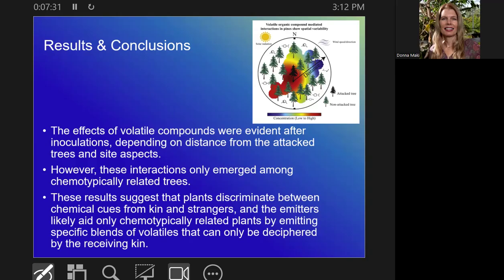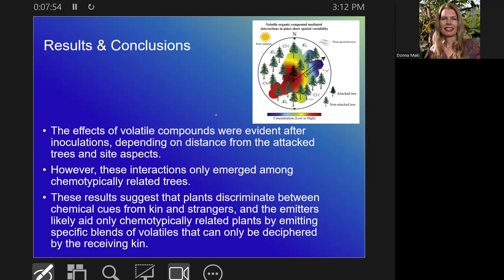And so this was one of the first published where they were dealing with a messier system like this instead of looking at greenhouse or growth chamber studies. And so we'll talk more about kin versus non-kin. That's kind of the second topic we're going to get into after these forest studies that we're looking at.